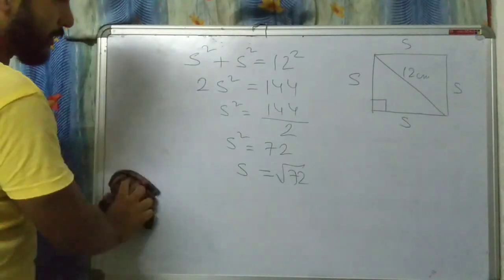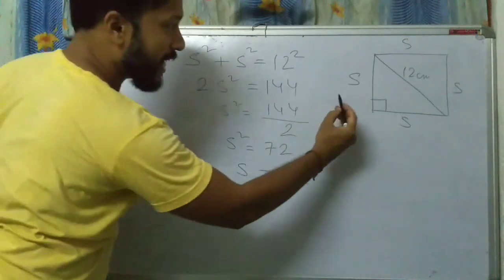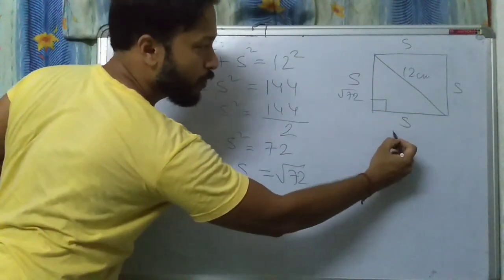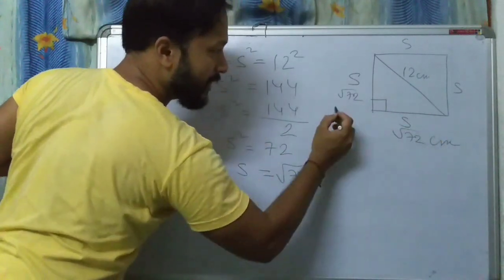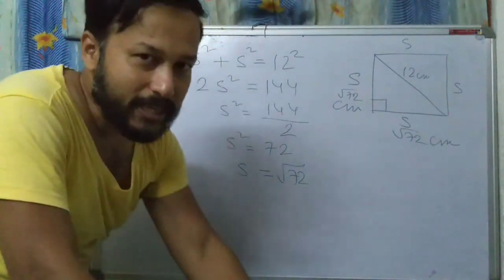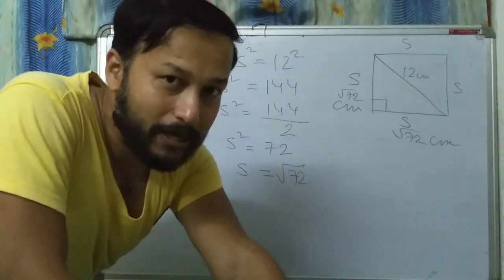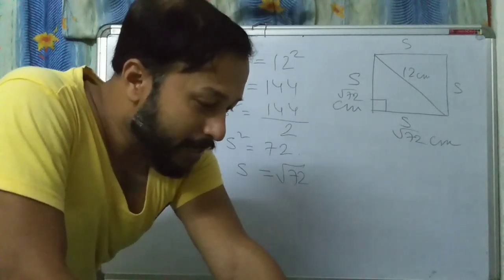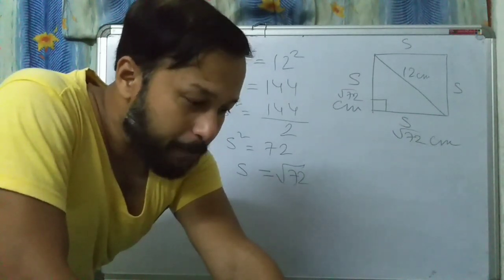S equal to root over 72 means side is root over 72 centimeter. Understood? Side of the square is root over 72 centimeter. Okay. Now we have to find the area of this shaded part.